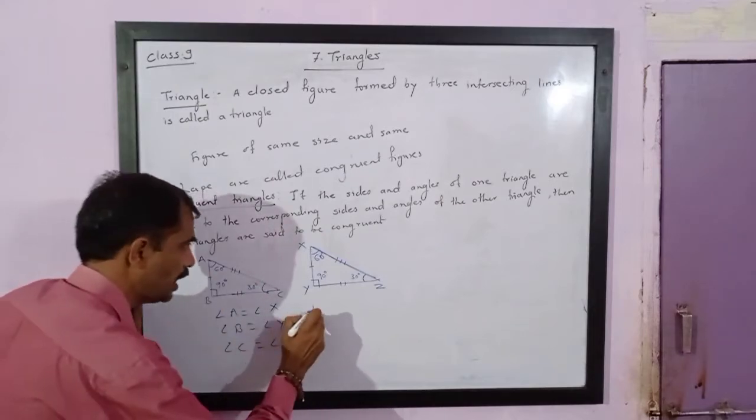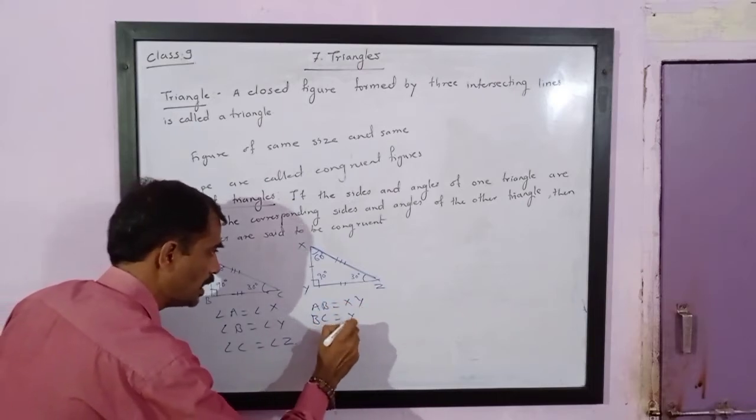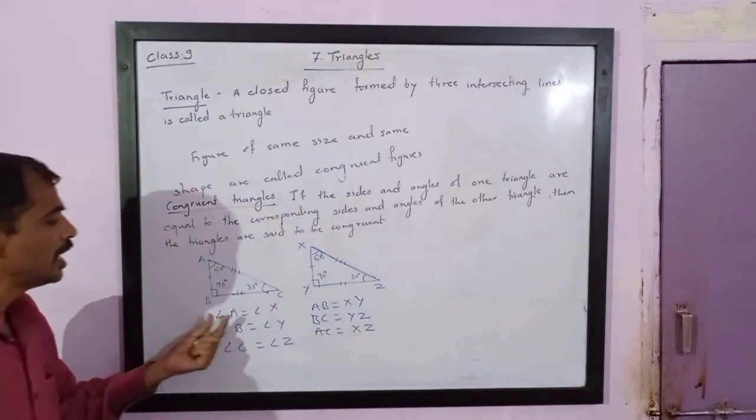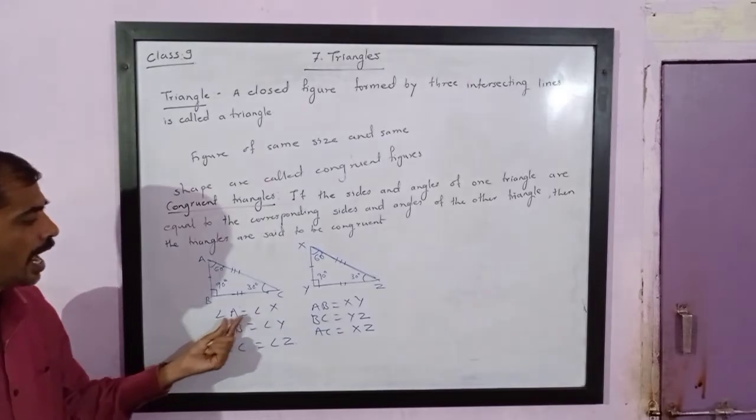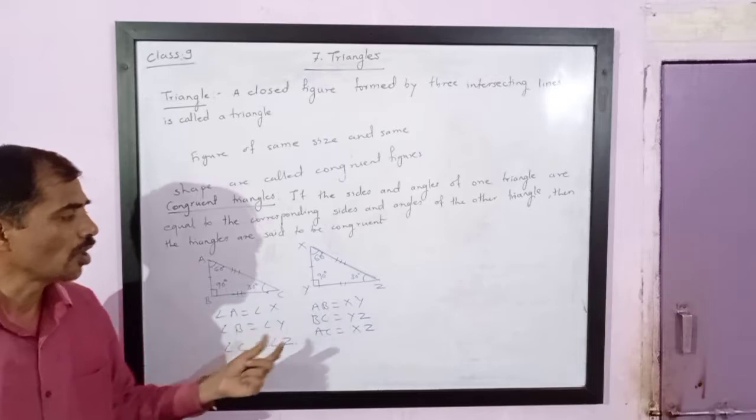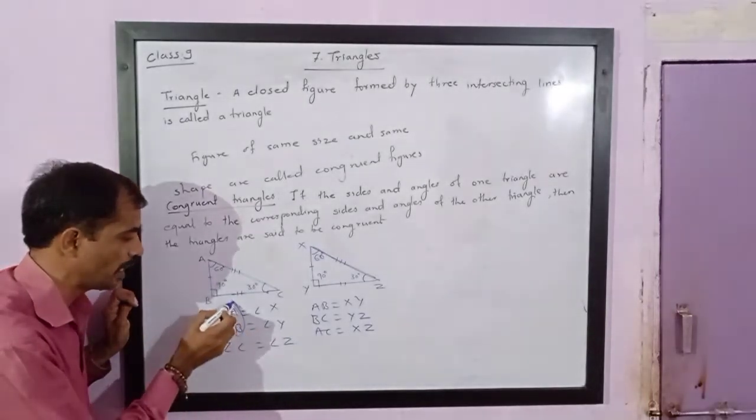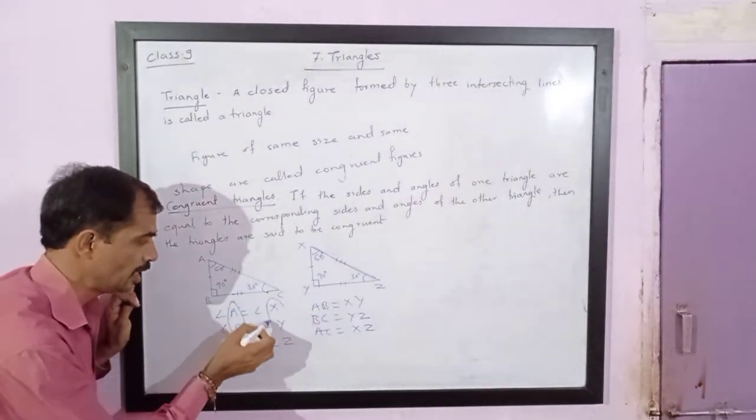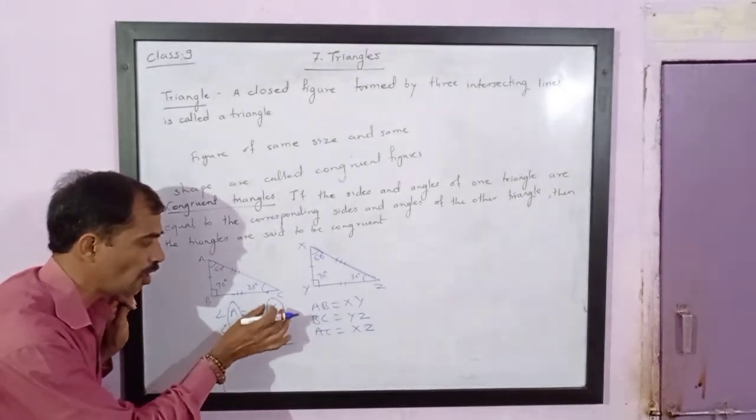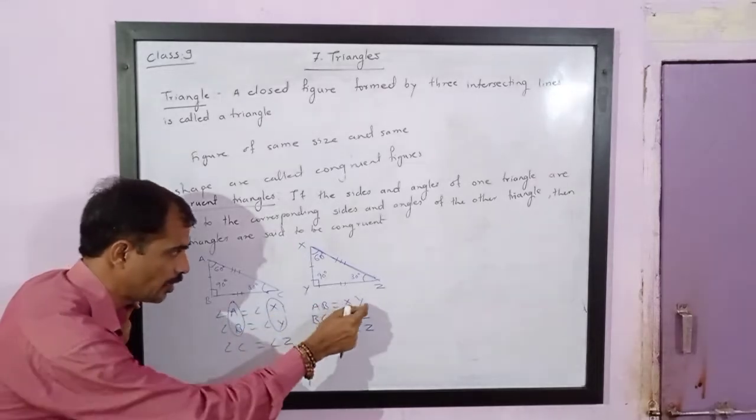You will also notice that AB is equal to XY, BC is equal to YZ, and AC is equal to XZ. So you will notice corresponding angles are congruent and corresponding sides are also congruent. Corresponding sides means the side formed by the first two vertices. Here you will notice that the side formed by the first two vertices is equal to the side formed by the first two vertices of the other triangle, meaning AB is equal to XY.